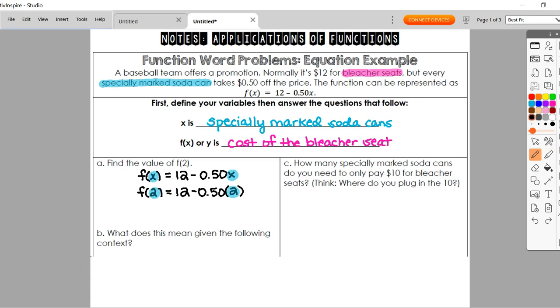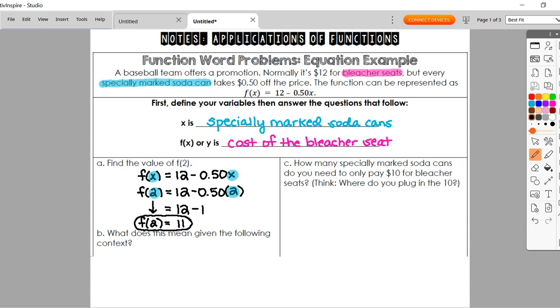Remember, the left side's just a notation, so we're going to copy that down and ignore it. But we need to do PEMDAS on the right side. Multiplication comes first, so I'll keep the 12, but I'll multiply negative 0.50 times 2, which will get me a negative 1. And then I'll go ahead and subtract 12 minus 1 to get 11. Bring that function notation down to have the final answer in function notation: f of 2 equals 11.